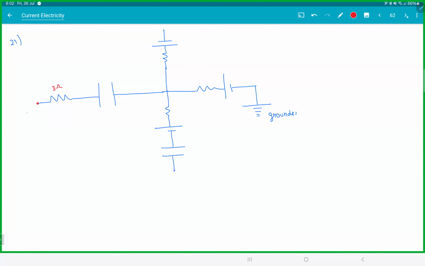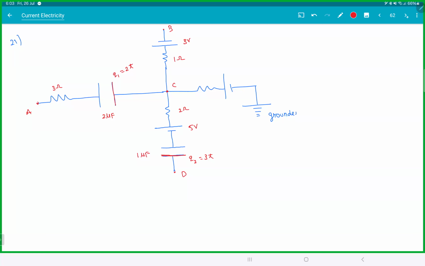This is 3 ohms. Let's call this thing A, B, C. This is D. This is the positive plate, which is Q1 is equal to 2T. Charge is not constant. This is the charge on this plate, Q2 is equal to 3T. This is 2 microfarad and this guy is 1 microfarad. This thing is 5 volt, 2 ohms, 3 volt, 1 ohm.